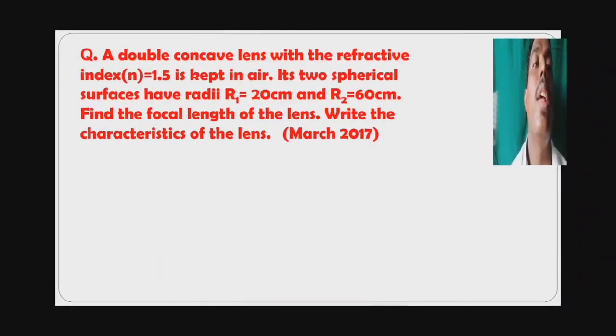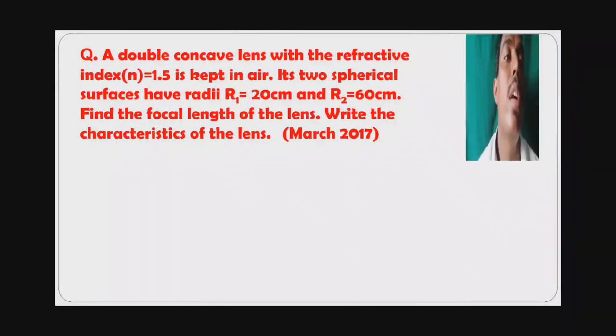A double concave lens with refractive index n equal to 1.5 is kept in air. Here a double concave lens is given. Its two spherical surfaces have radii R1 equal to 20 centimeters and R2 equal to 60 centimeters. Find the focal length of the lens. Write the characteristics of the lens. This question was given in the public examination March 2017.